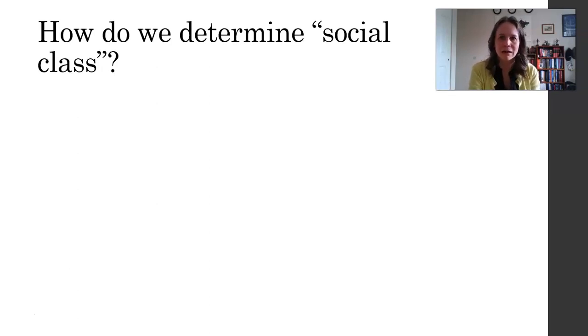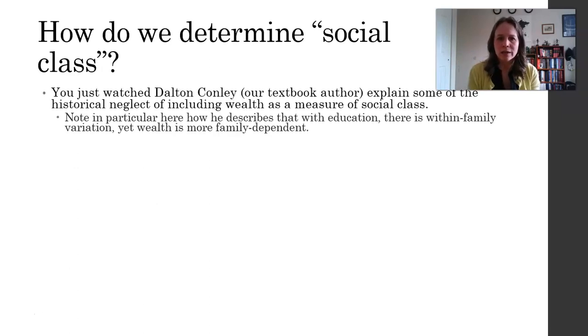It's really not a clear-cut variable that we use. So like Dalton Conley explained, there's been a historical neglect of including wealth as a measure of social class. And part of this too might be that wealth can be really kind of tricky to calculate. The value of your assets might be changing constantly, especially if the stock market tanks, and that's where a lot of your wealth is.